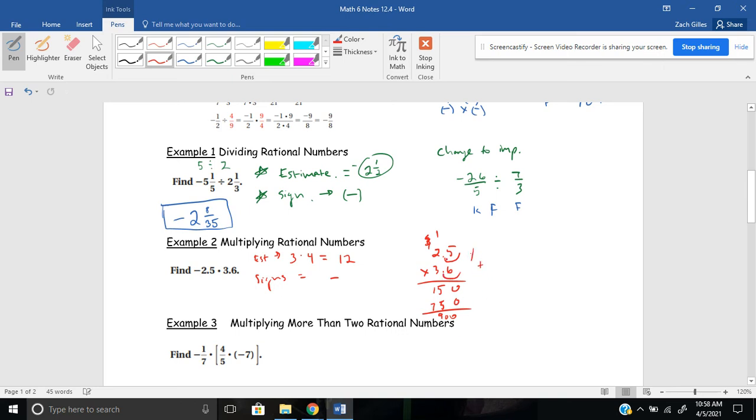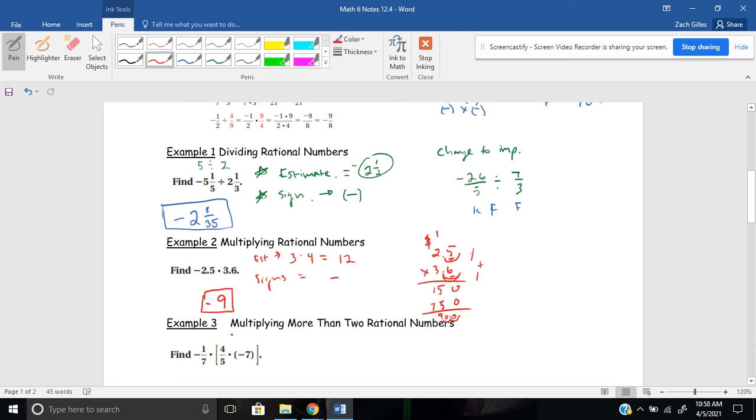Because you have to add the 1 here plus the 1 decimal place here for a total of 2 decimal places in the end. So that would be 9.00 or 9. And it needs to be negative. Okay.